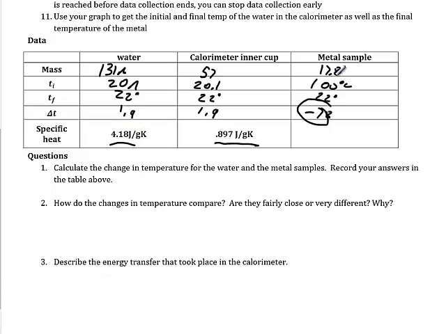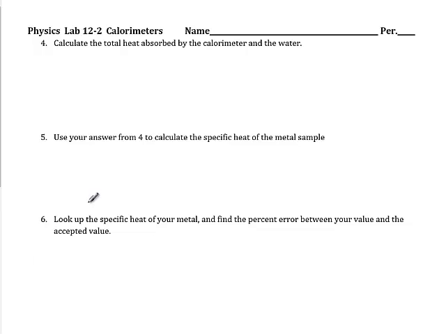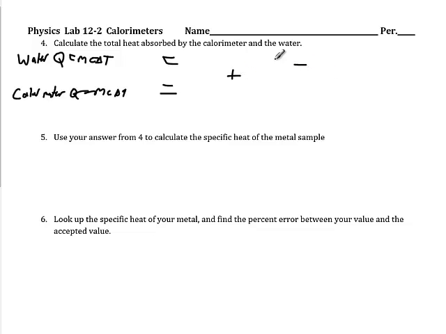And the energy transfer that took place, the metal, of course, transferred its energy to both the water and the inner calorimeter cup. Calculate the total heat absorbed by the calorimeter and the water. And so to do this, you do Q equals MC delta T. Okay, but you have to do it once for the water because the water gained energy, and you have to do it once for the calorimeter because the calorimeter gained energy. But we have to keep them separate because they have different masses and they have different specific heats. So first you find the heat gained by the water. I'm not going to do the math. And then you find the heat gained by the calorimeter, and then you add these up together.